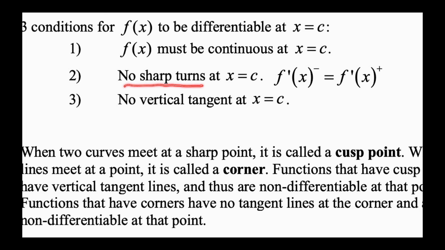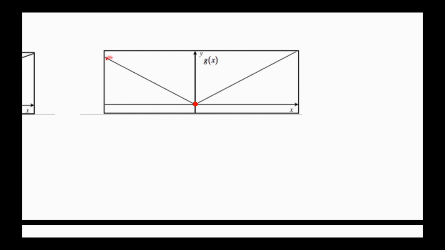No sharp turns at C. You see how a corner is a sharp turn? After that dot, it takes a turn to a different direction. There's no curve. If this was a curve like that, that's not a sharp turn. That's a slow, gradual turn. But a sharp turn means at a corner.